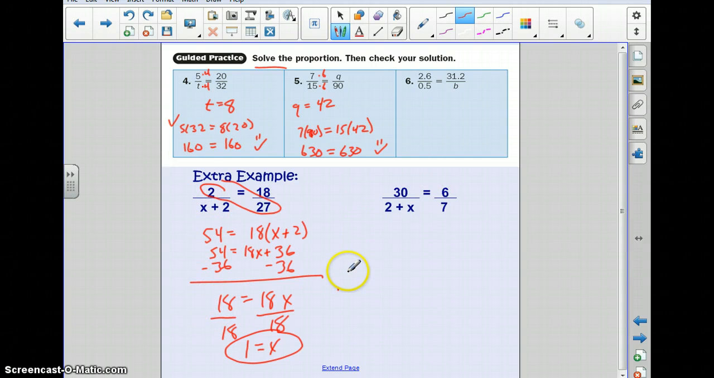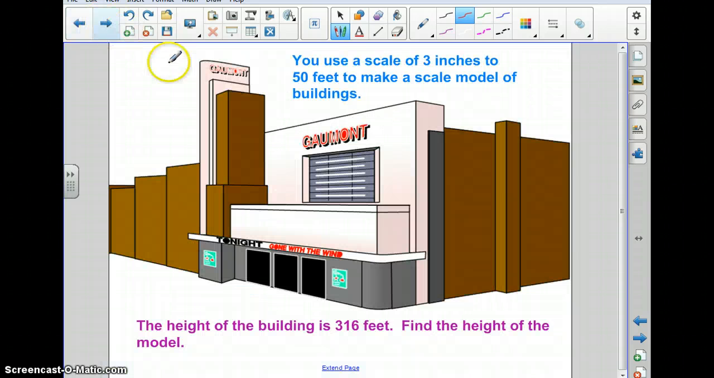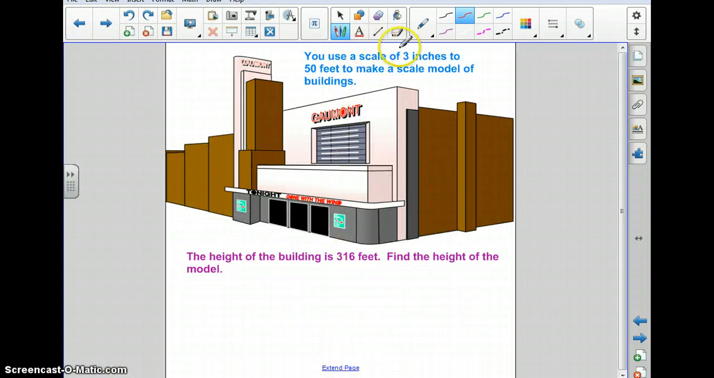Same thing over here, but I'm going to skip it for now because I want to make sure that I talk about scale. We need to do an example about scale before the video's over. So here is an example that talks about using scale. It says you use a scale of 3 inches to 50 feet. Well, if I wrote that down as a ratio, 3 inches to 50 feet. All right. Now, it says the height of the building is 316 feet. Find the height of the model.